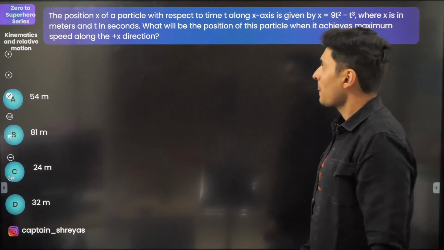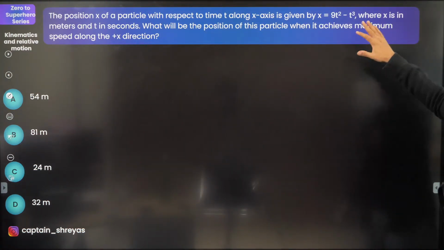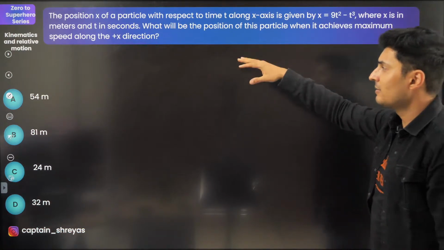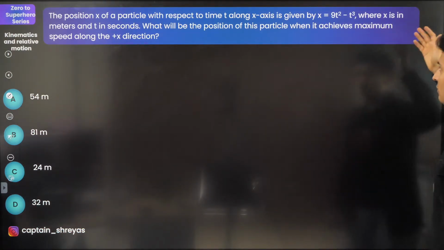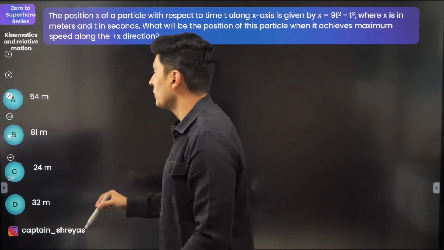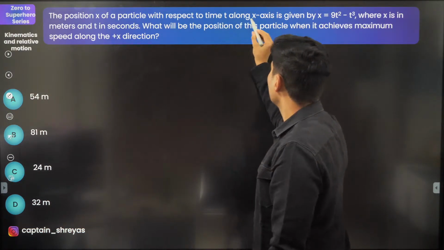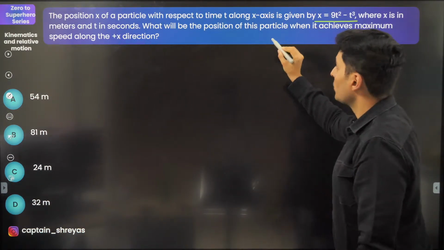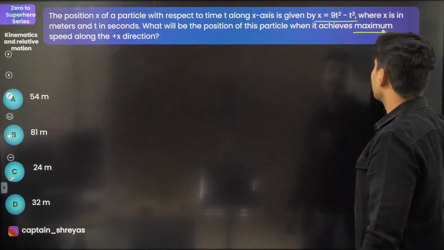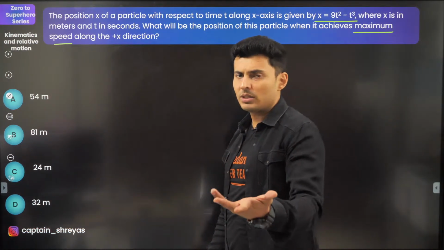Next question. The position of a particle with respect to time along the x-axis is given by this value, where x is in meters, t is in seconds. What will be the position when it achieves maximum speed along that direction? Let's try this out. According to the question, position is given. Question is, when is the maximum speed going to be achieved? So I think we need velocity.